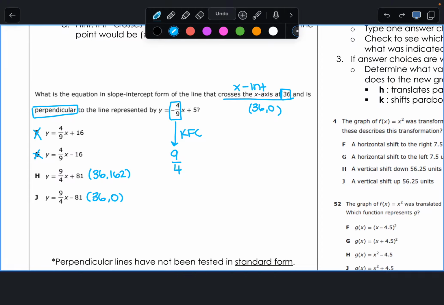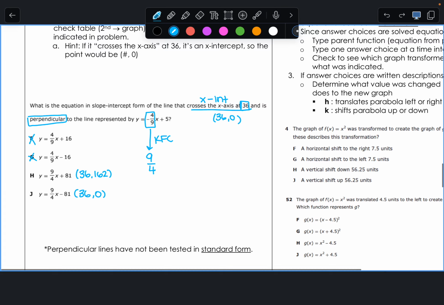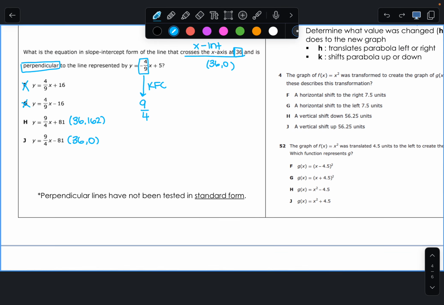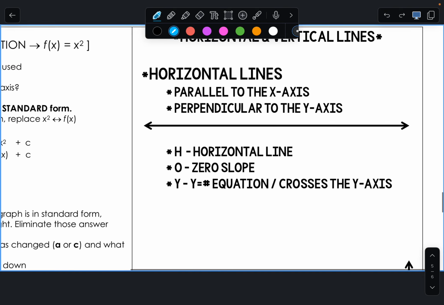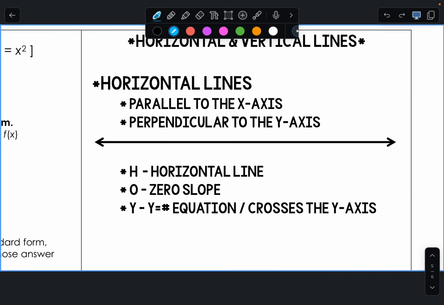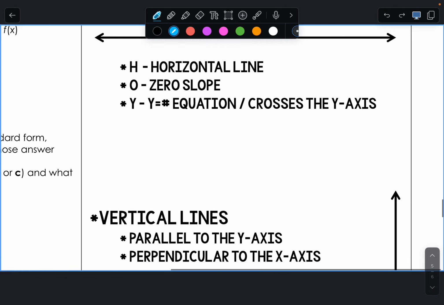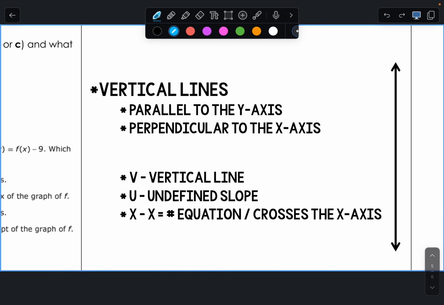All right. You are going to have questions about, and they've actually been pretty popular here in the past few years, horizontal and vertical lines. Just remember HOYVUX. And there's your reminder right there, so you can go through that.